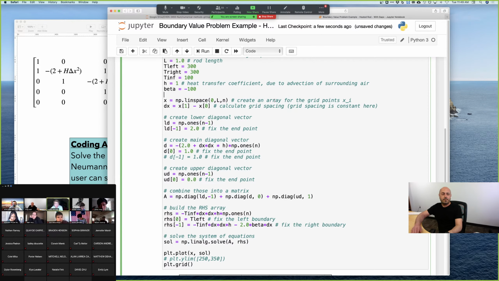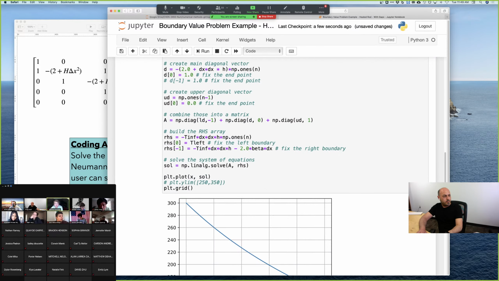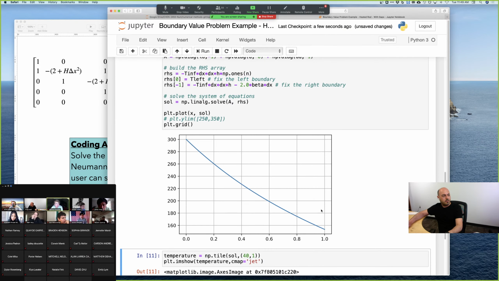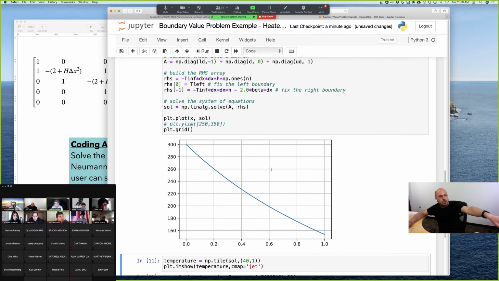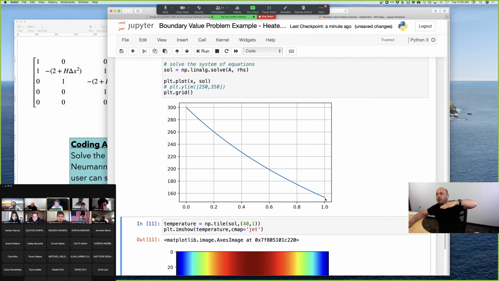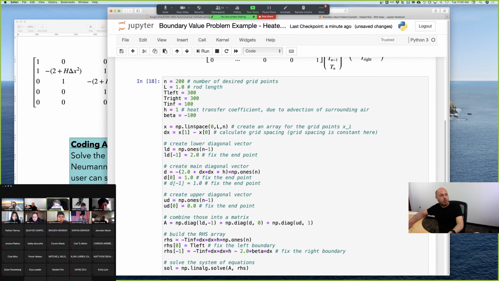That's it. Let's run this and look at that. The temperature on the right now could be anything. We haven't fixed it. We only fixed the slope. Now you better be sure that the slope at the last point is equal to beta. So in our case, we said beta is minus 100, and indeed, our slope is negative over there. It's 100, minus 100, okay? So let's say beta is 100.